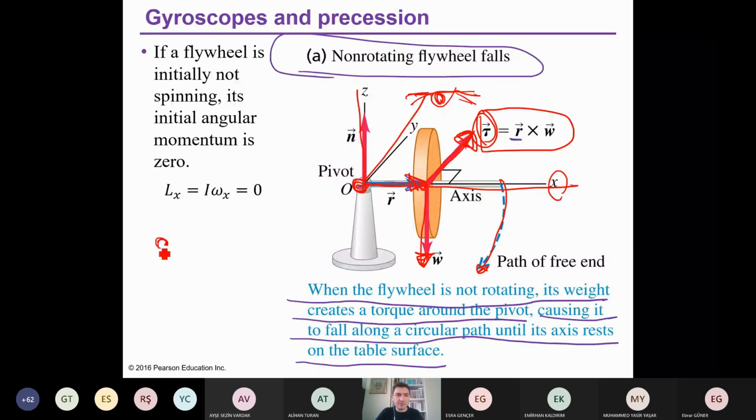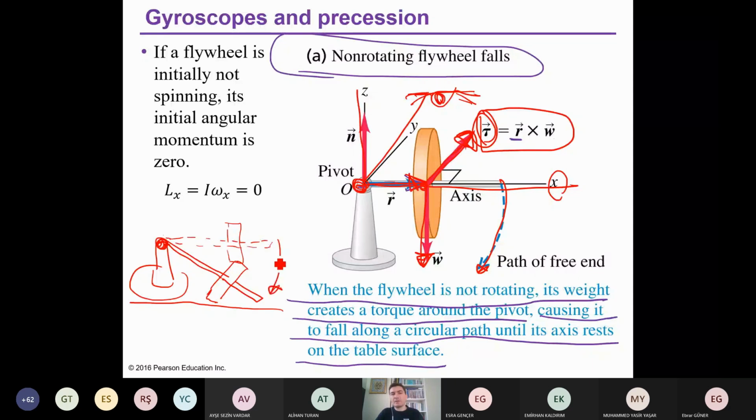This is the pivot, let's say, and this is the flywheel. This is the ground, okay? At the beginning it was here, and it moved like this. So during this moment, there is a torque acting on this flywheel with this expression. I think it is clear.